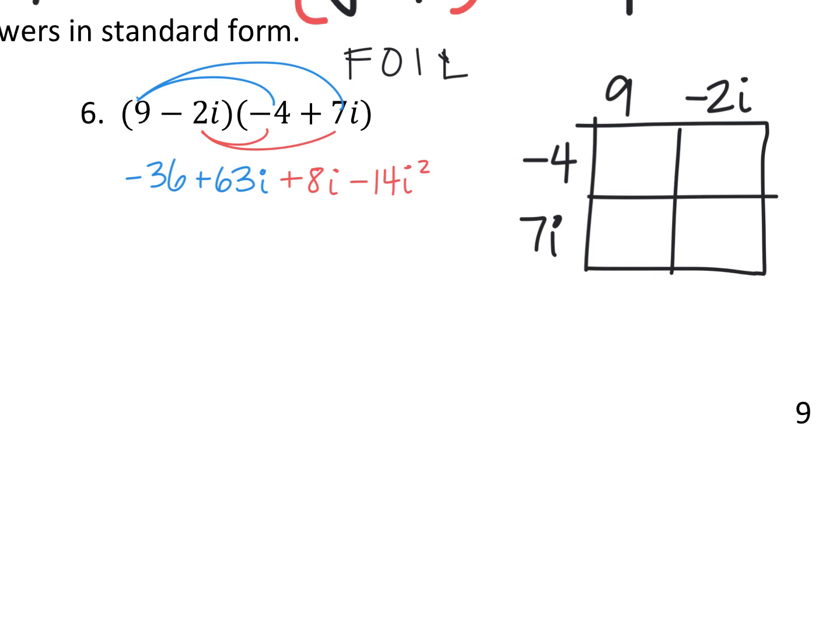And then you just multiply each box. So negative 4 times 9 is negative 36. Negative 4 times negative 2i is 8i. Seven i times 9.